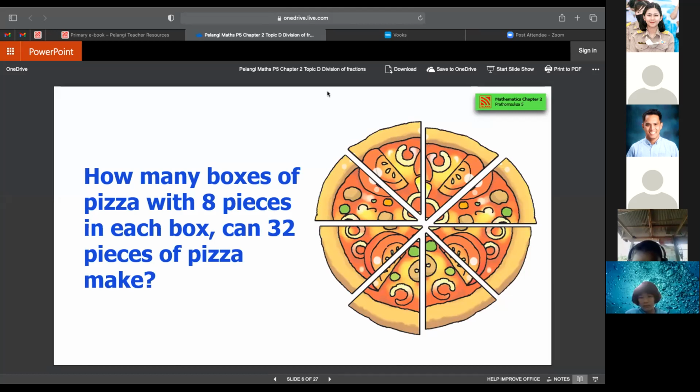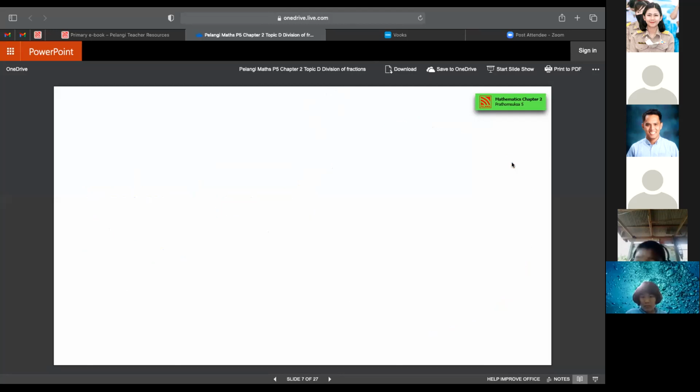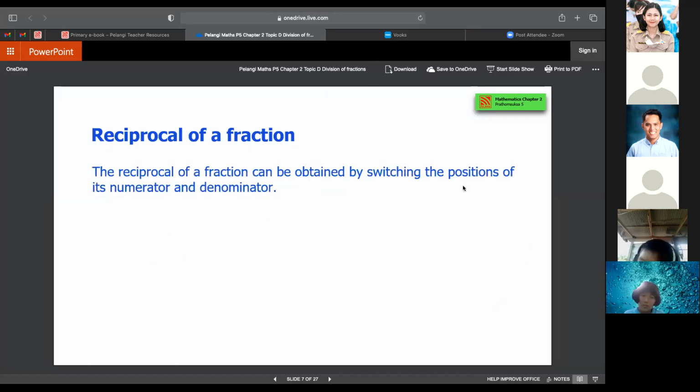Okay, how many boxes of pizza with 8 pieces in each box can 32 pieces of pizza make? This problem has something to do with division of fractions. The first important thing that we should know is the reciprocal of a fraction. This is very important. The other process involves the same with multiplication. The reciprocal of a fraction can be obtained by switching the positions of its numerator and denominator.